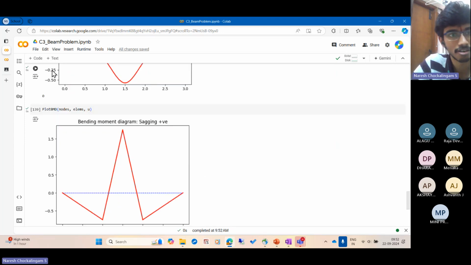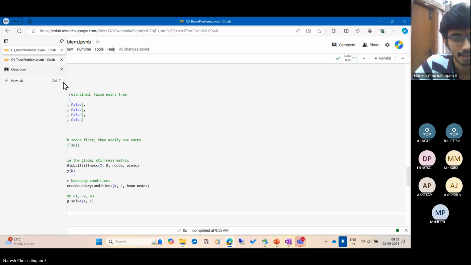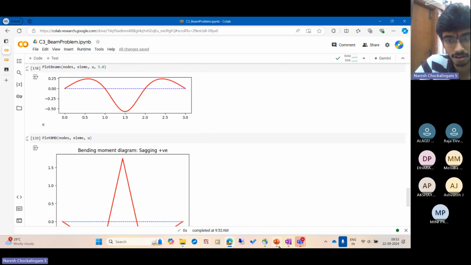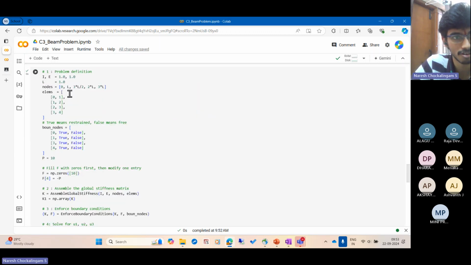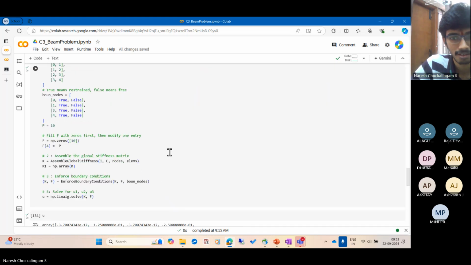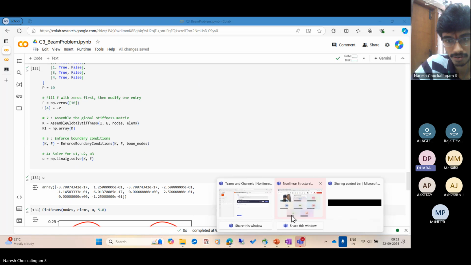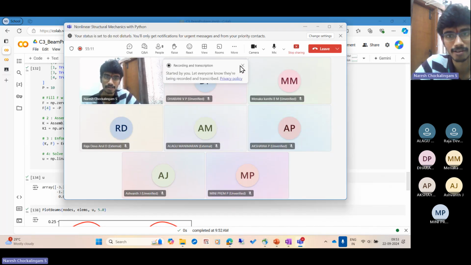So that brings us to the end of module 1. We have looked at beam problems, bar problems, assembly, some basic Python programming, and we are all set to start module 2. This is already shared with you. You can make use of the code. If you have any doubts, you can ask. Or if you want some other demonstration, say a simply supported beam, you can do that. Any doubts? No, sir. Okay.